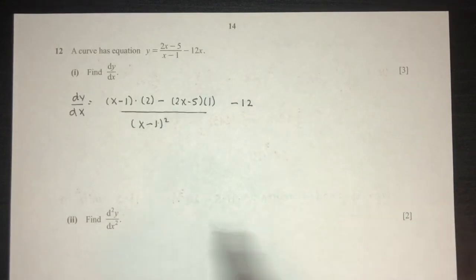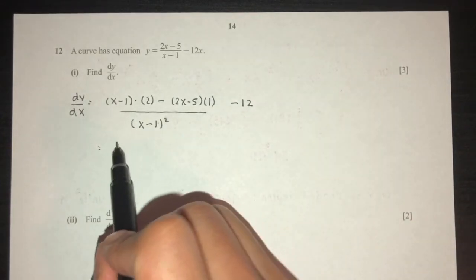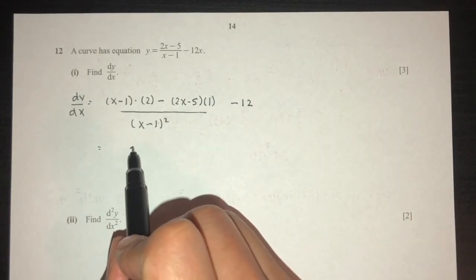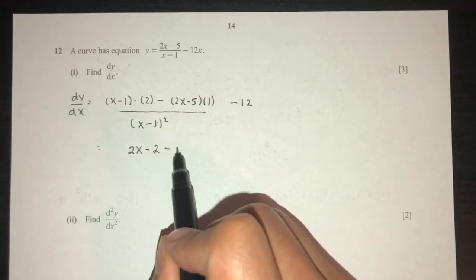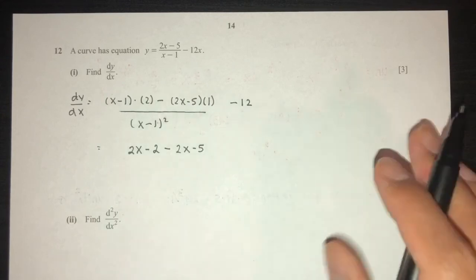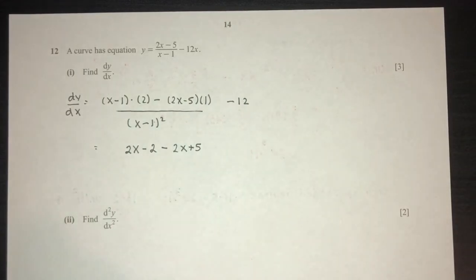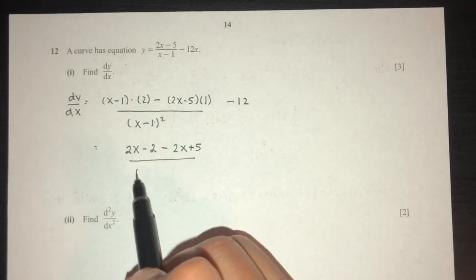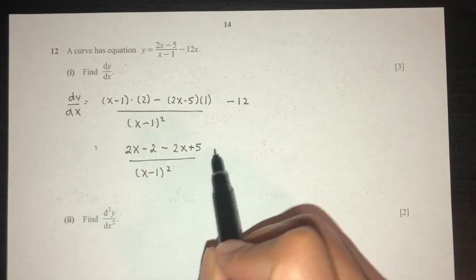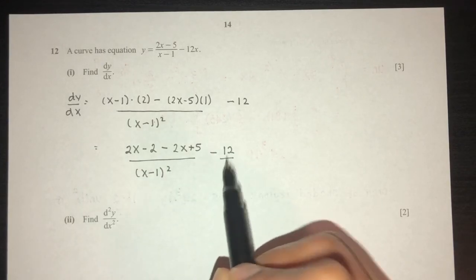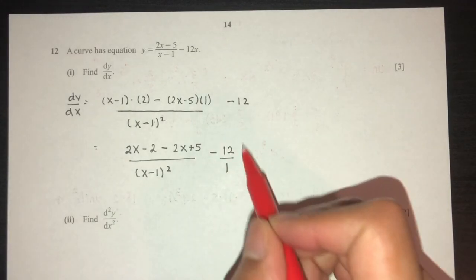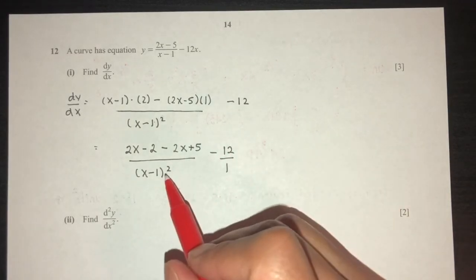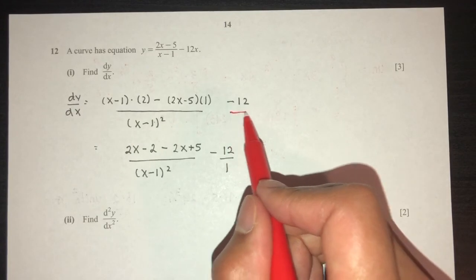Okay, now we can simplify. You will have 2x minus 2 minus 2x minus 5 plus 5, sorry. Now we have this divided over (x minus 1) squared, minus 12 over 1. Now I would not try to make this become the same base because this is just a constant.